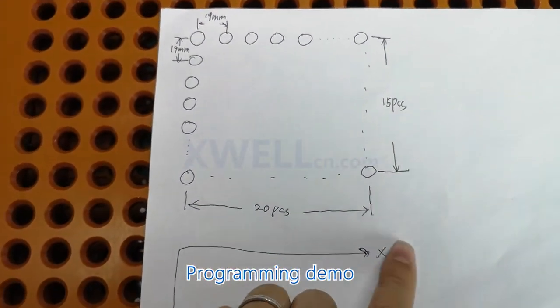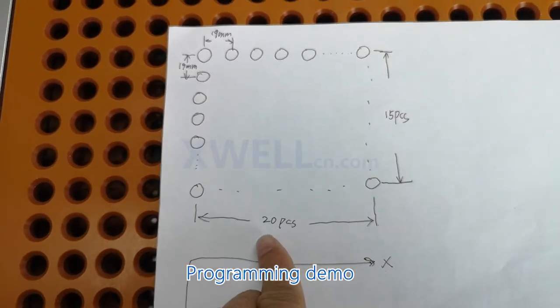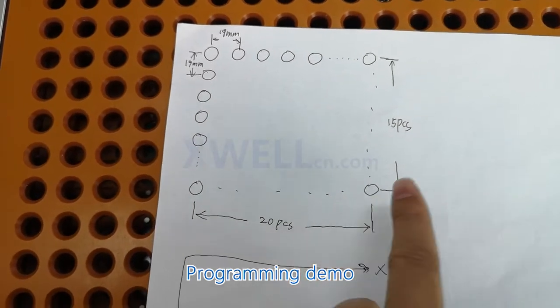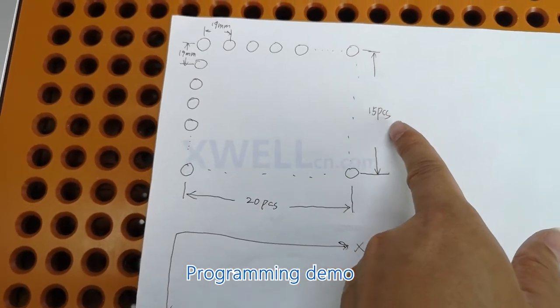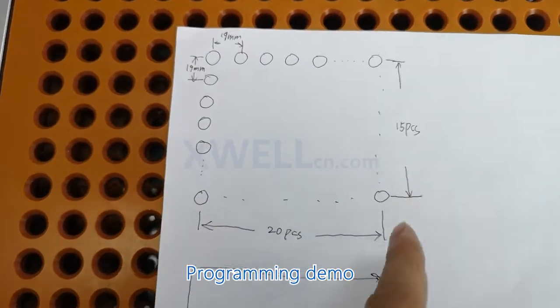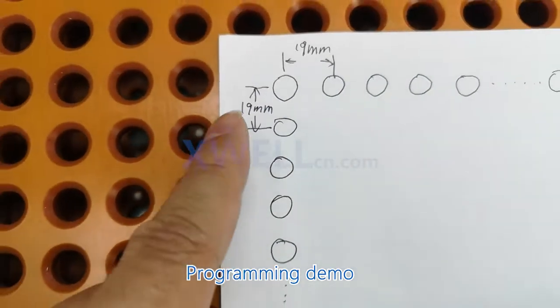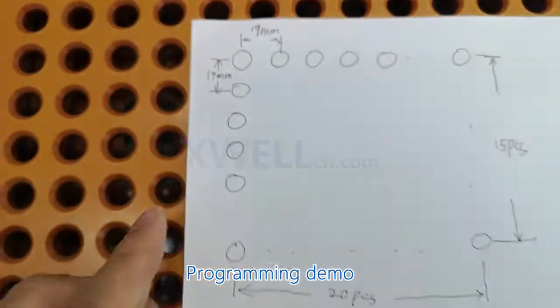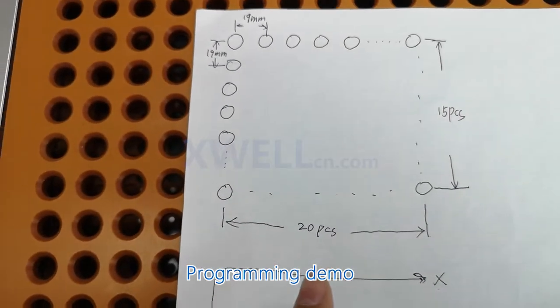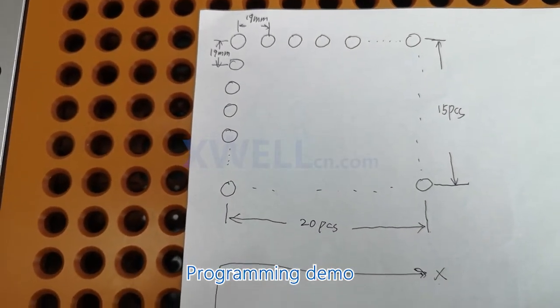On the X direction, there are 20 cells. And on the Y direction, there are 15 cells. And the distance between the cells is 19 millimeters. So it's totally about 300 cells.